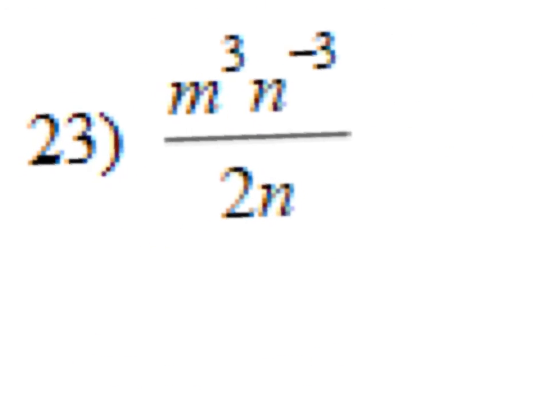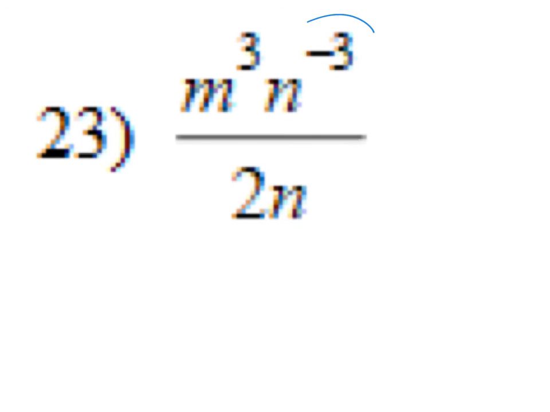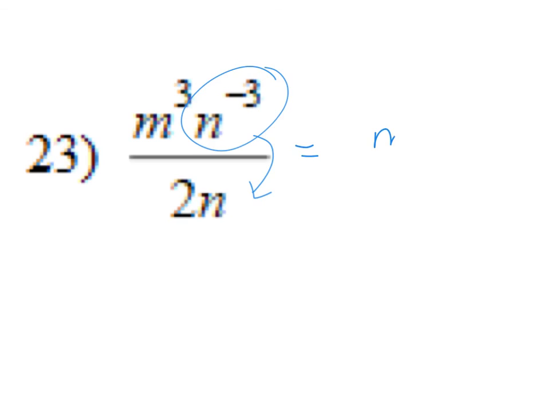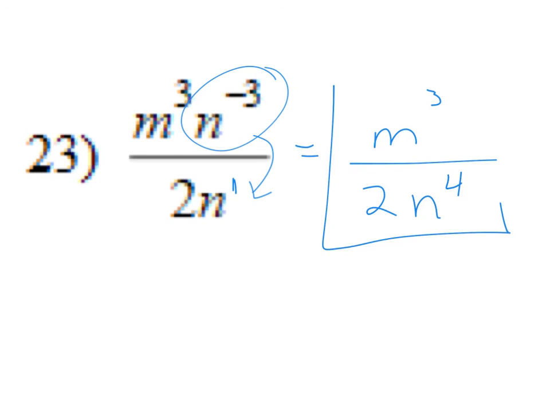Okay, on 23, negative exponent, go ahead and drop it down. So m to the thirds is going to stay on top. The 2 stays on the bottom. And then I had 1 here. I bring down 3 more, so I now have 4 on the bottom level.